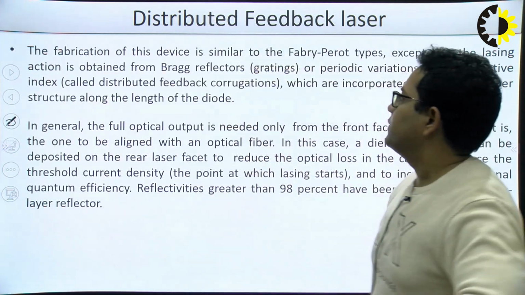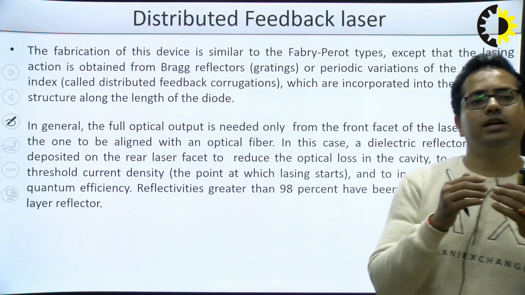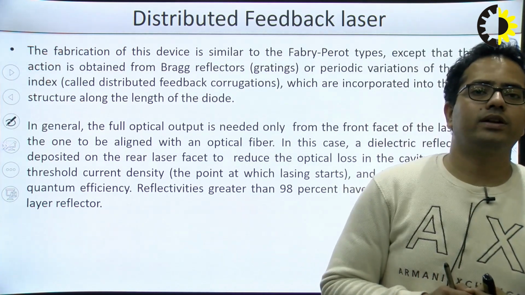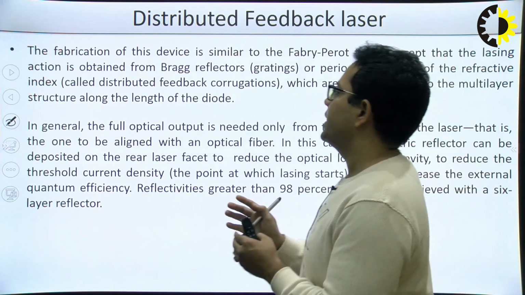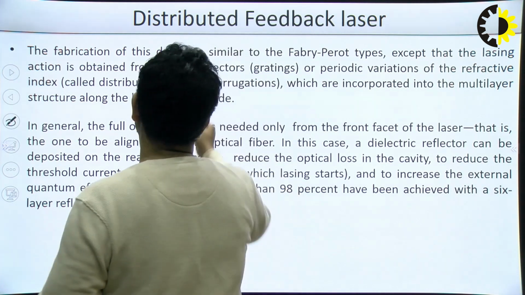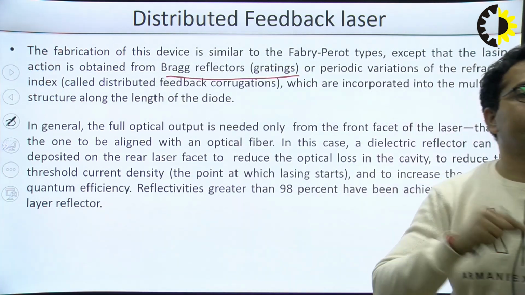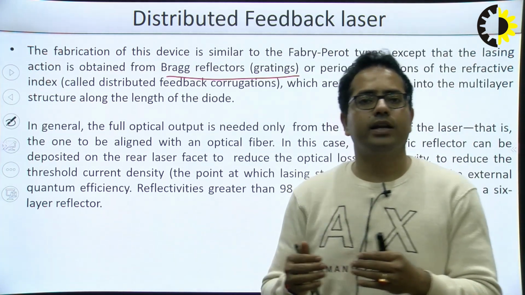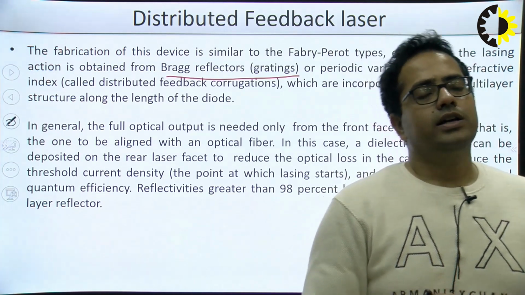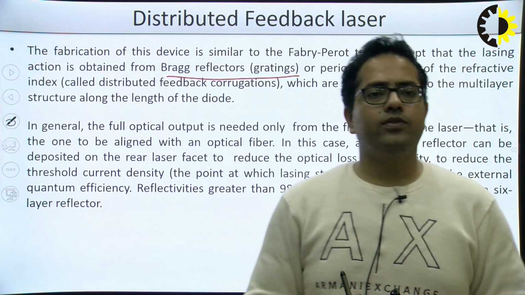The fabrication of this device, the distributed feedback laser, is almost similar to the Fabry-Perot type. The difference is that the lasing action is obtained from the Bragg reflectors, also called gratings, or the periodic variation of the refractive index, which are incorporated into the multi-layer structure along the length of the diode.